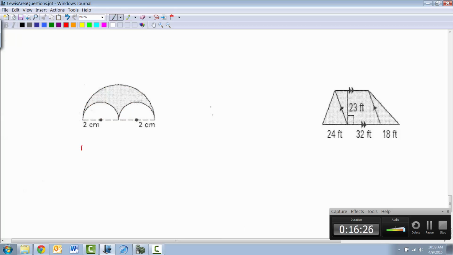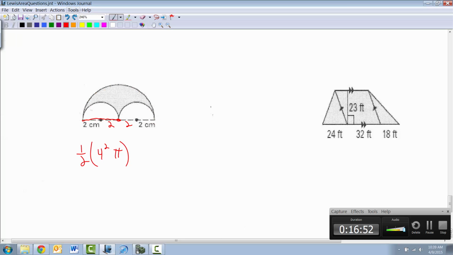All right, so what's half of the big circle? The big circle, we got to be careful how this is labeled. This is 2 centimeters right here. If it was in the middle, the whole thing would be 2. So this is 2, 2, 2, 2. All right, so the radius of the big circle is 4. And I'm taking half of that because it's only half of a circle here, all right, that you're dealing with.